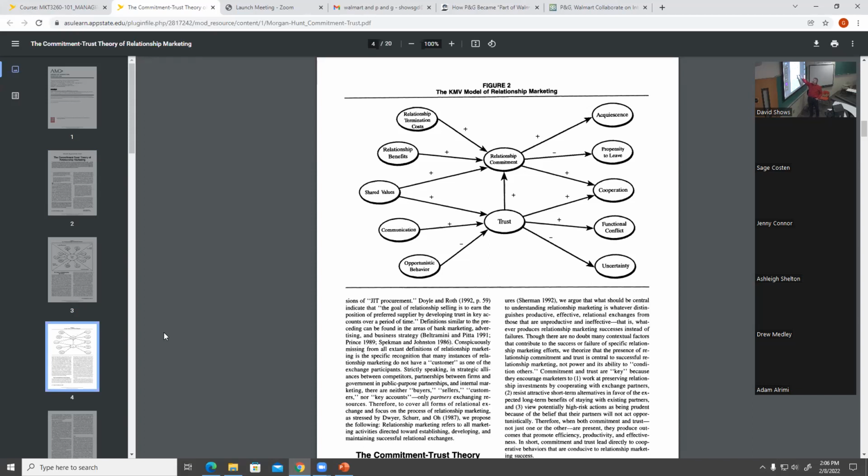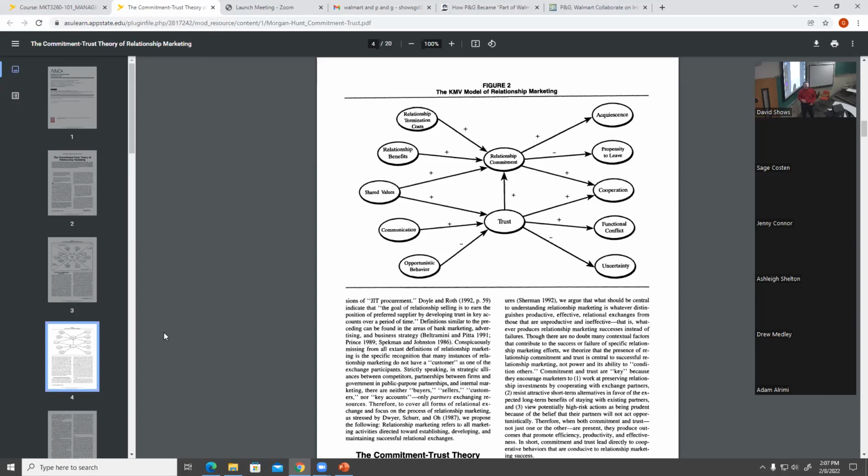And when we measure those things, we're also measuring trust, and we're looking at commitment as well. What these lines mean is that opportunistic behavior is negatively related to trust. In other words, the more opportunistic you are, the less you're trusted. The more communication that you have in a relationship, the greater trust that you have. The more you share the values, the greater trust that you have. And the greater trust that you have, the less uncertainty you have. With greater trust comes the ability to have functional conflict.